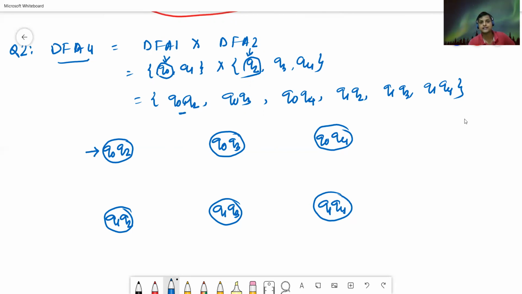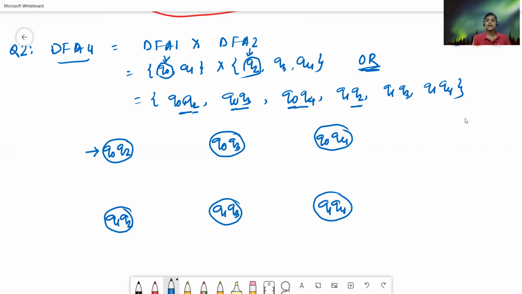See here, this one contains Q0, Q2 both. This one also contains Q0. The third state also contains Q0. The fourth state contains Q2. The fifth state does not contain either Q0 or Q2. The sixth state does not contain either Q0 or Q2. So which one will be the final state in this case? In the OR case, there are 4 final states, the first, second, third, fourth. Why? DFA 4 contains 4 final states because this is the case of OR.